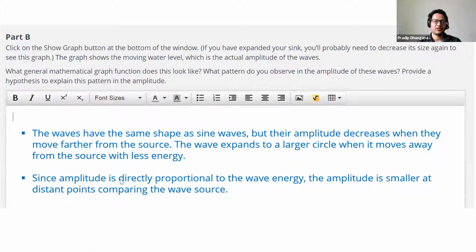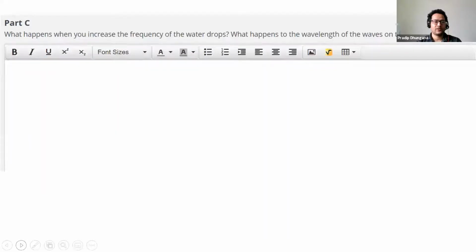Okay, now let's go to another question then. In part C, the question is what happens when you increase the frequency of the water drops? Okay, we have to increase frequency. What happens to the wavelength of water on the surface of water? So it means we have to find the relationship between frequency and wavelength. Okay, we have to find what will happen when we increase the frequency of water drops.